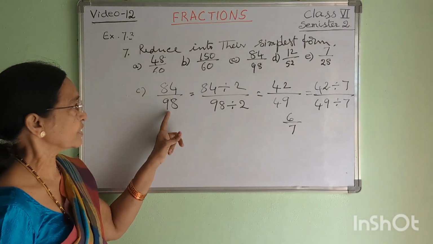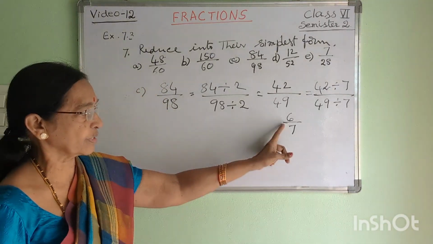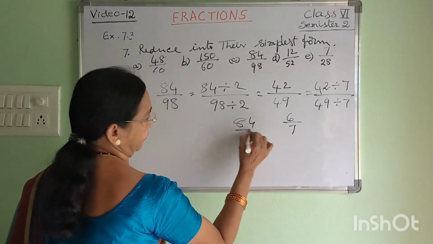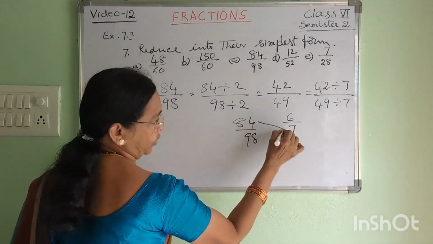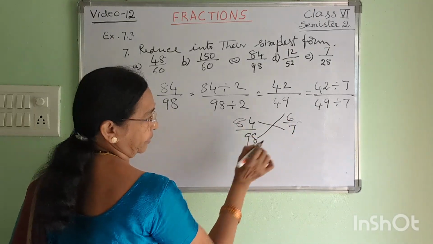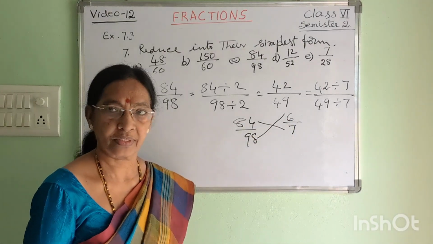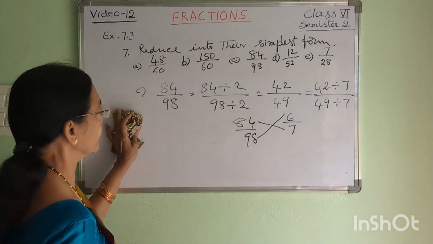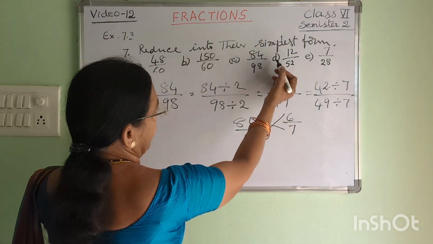So the simplest form of 84 by 98 is equal to 6 by 7. You can check whether it is correct or not. 84 by 98. So multiply these two and again multiply these two. See that they will be equal. So we will go to next, E. Next, D.